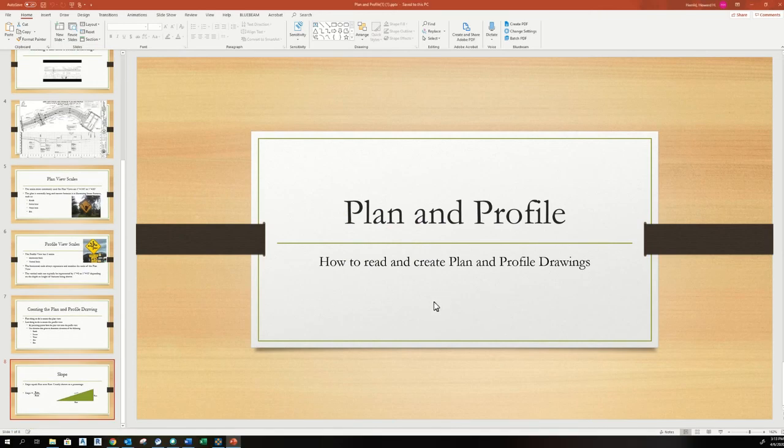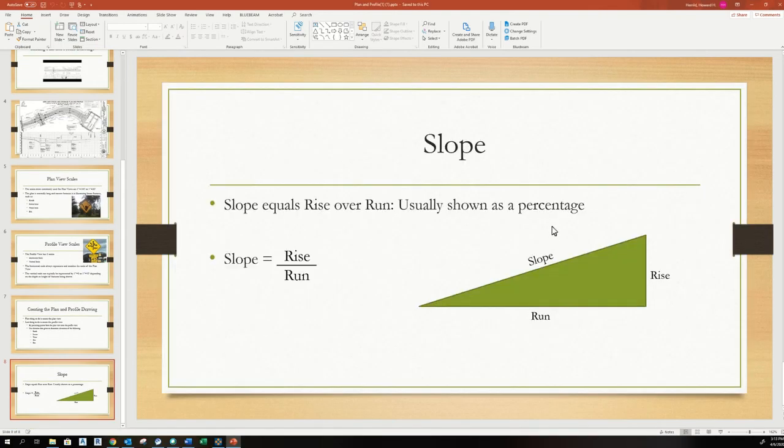So that's the plan and profile. That's the difference between plan and profiles, and that's a little introduction to slope, which you'll get in the other videos that I have. So just remember this for our formula: slope equals rise over run.